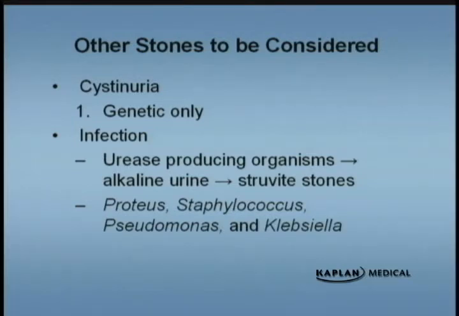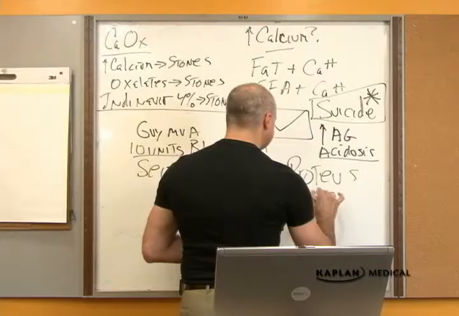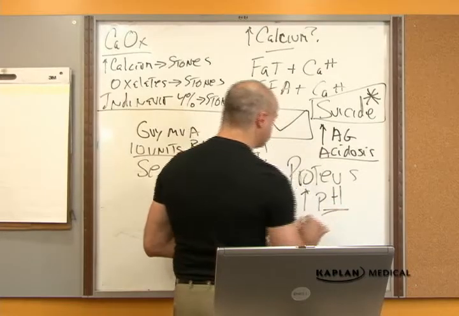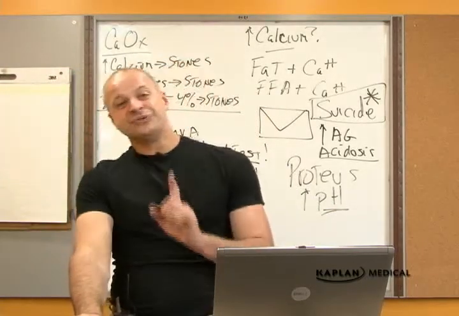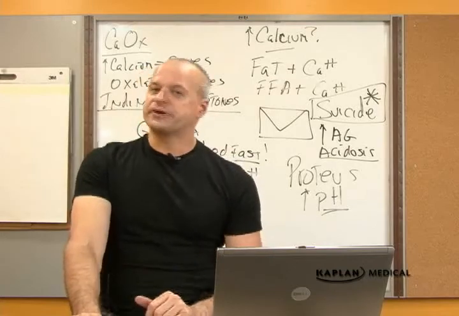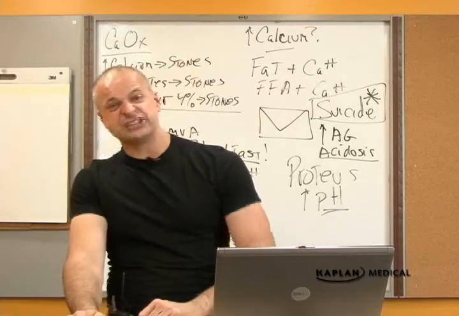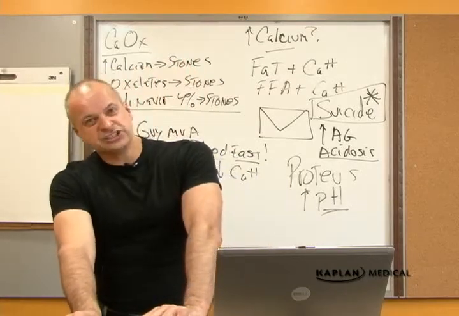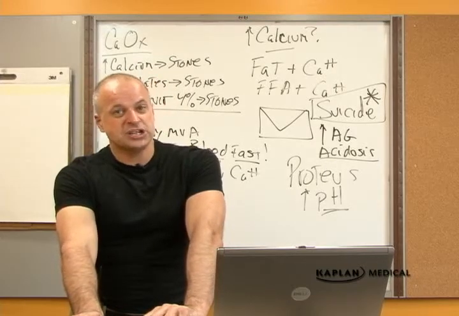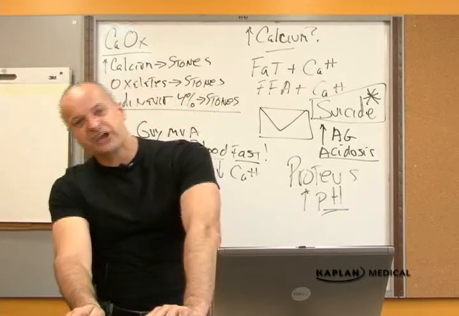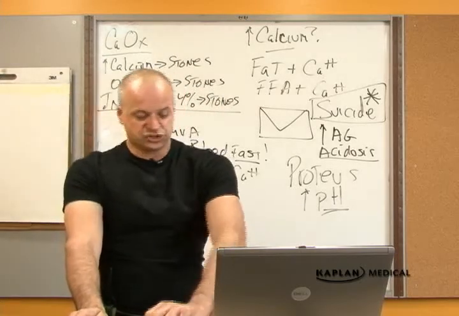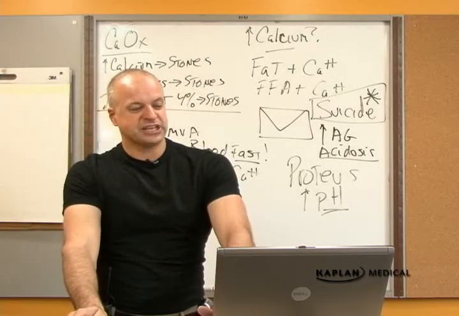Now, Proteus infections. Proteus infections increase the pH. When you increase the pH with a Proteus infection, you get struvite stones. Very straightforward. Calcium, magnesium oxalate.